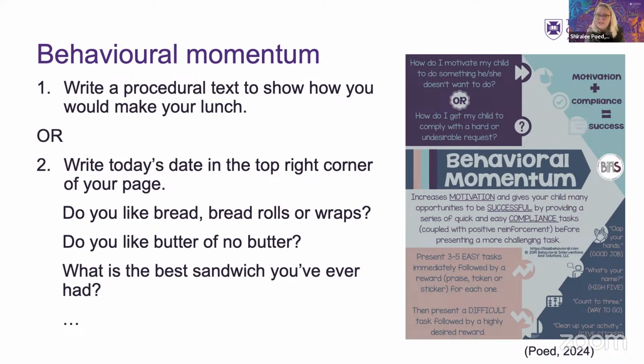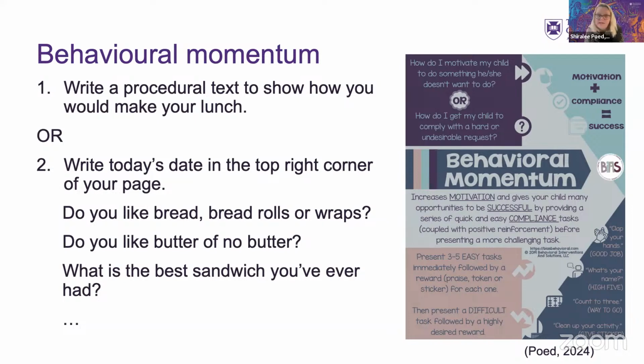If a student finds it really hard to get started, one of the techniques that we use is called behavioural momentum. What this technique is meant to do is to help children who find writing hard build the motivation to want to have a go, even though they find it hard. So for a student who has difficulties with writing, I might break it down for them and say, I want you to start by writing today's date in the top right-hand corner of the page. And then I wait and I let them do that one thing.